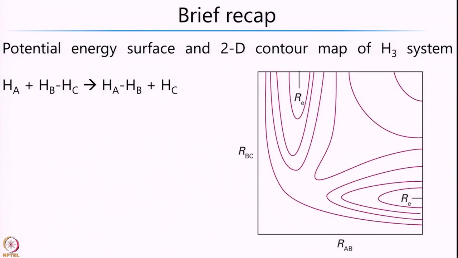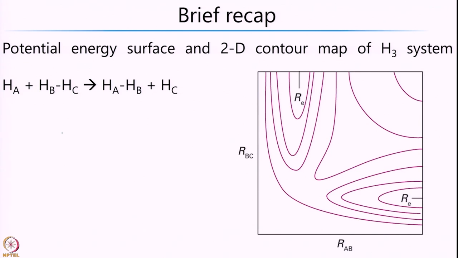In the previous lecture, we had looked at the potential energy surface of the H3 system, how it looks, and we had also seen how one maps the 3-dimensional surface onto a 2-dimensional contour map, the diagram you see on the right hand corner. Here we said that one could traverse different paths on this 2-dimensional contour, and that would tell me about the different trajectories possible for the given system, correct?